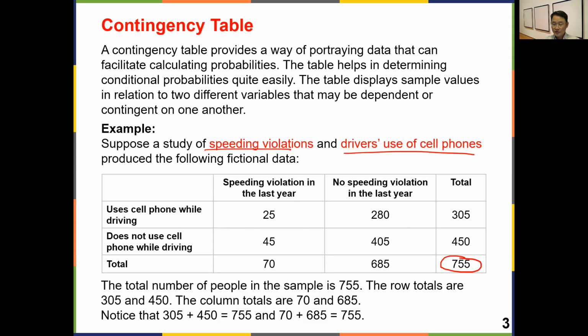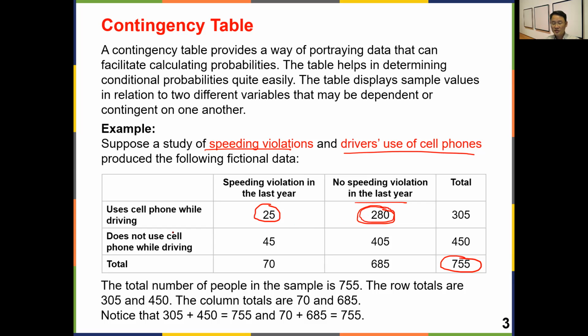And if you take a look at this table, let's say this 25, this number right here, what does that mean? Now, 25 of them used cell phone while they were driving, and they also had a speed violation in the last year, right? Very bad combination, I guess. And this number right here, 280 people, they used cell phone while they were driving, but they didn't get any speed violation last year, right? So that's what this number stands for.